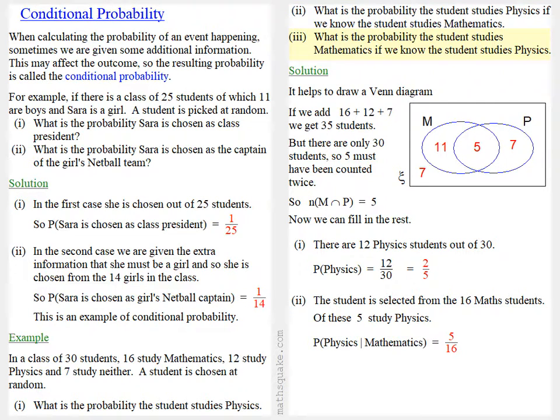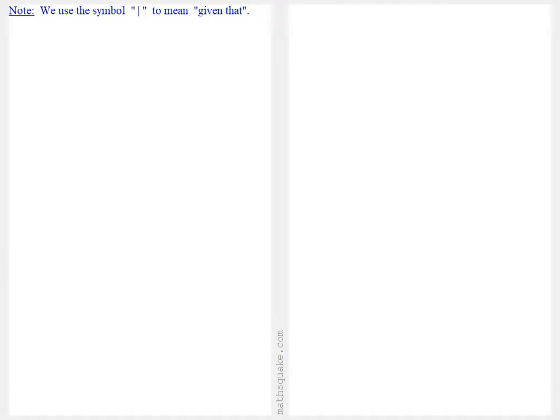And in part 3 it asks what's the probability that the student studies mathematics if we know the student studies physics. Well, there are 12 students that study physics, and of those, 5 study mathematics. So if we're selecting a maths student from the physics students, that's 5 out of 12, so the probability the student studies maths, given that he studies physics, is 5 out of 12. Now note, we use the vertical bar symbol to mean given that. So P(A|B) means the probability A happens given that B has happened.